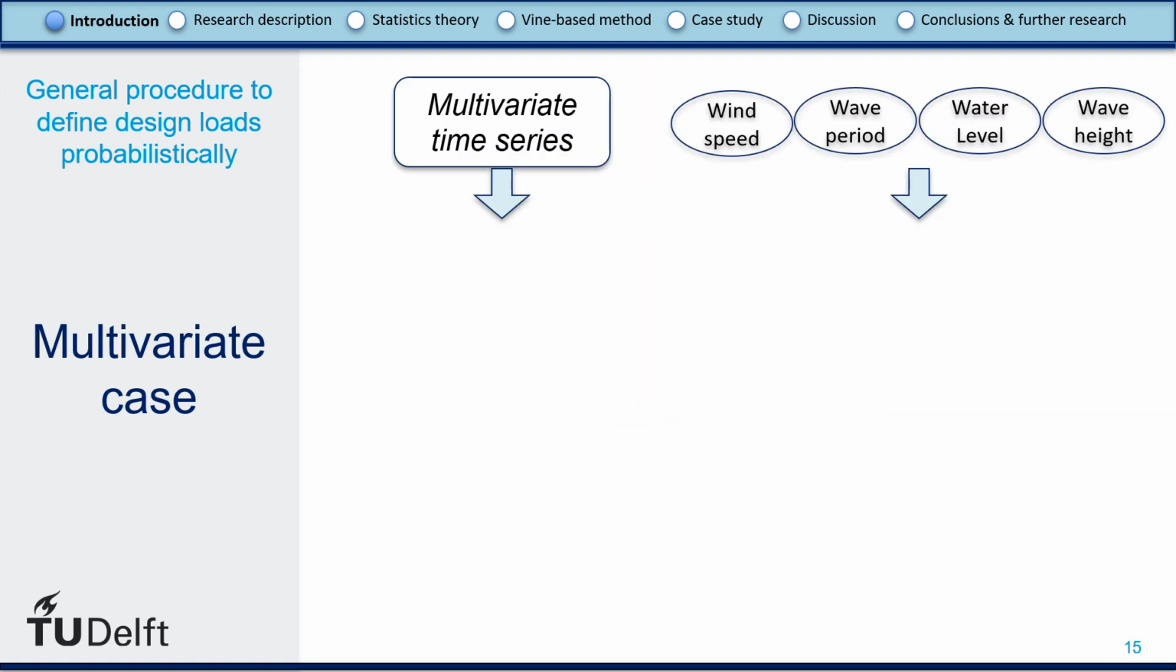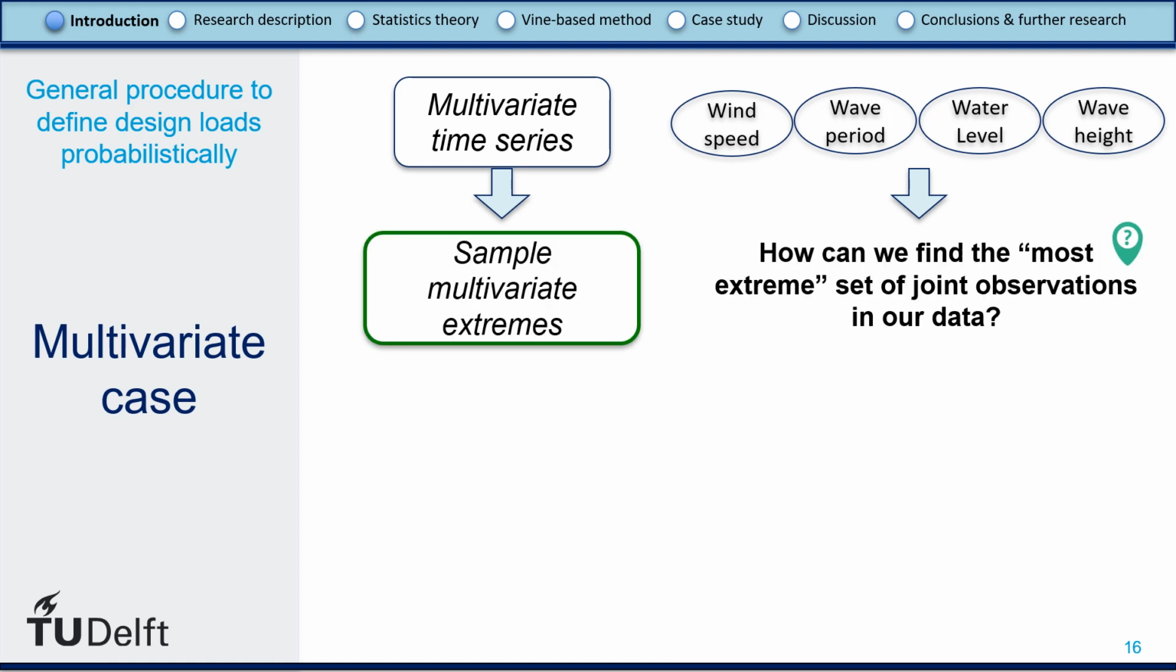Extending this procedure and this theory to the multivariate case is not straightforward. Let's assume that we want to study these four variables: the wind speed, the wave period, the water level, and the wave height. So now let's assume that we want to actually study the interdependencies between these four design variables.